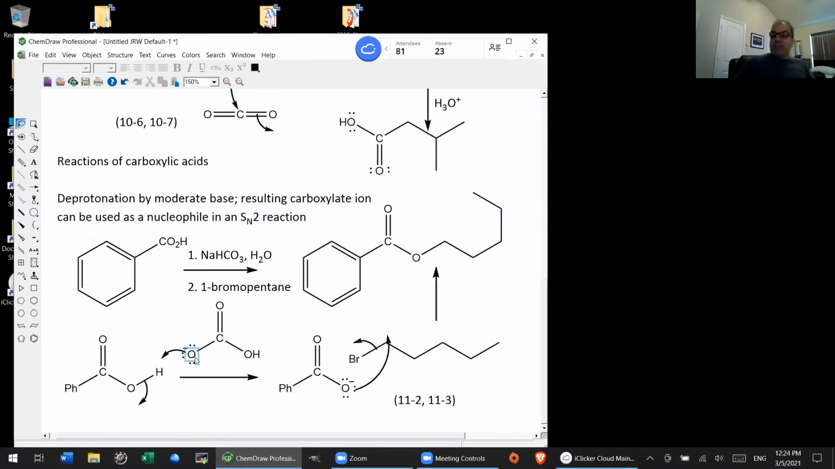Good. Any questions on that? We're doing, again, reactions of carboxylic acids. This is one of them. They can be deprotonated by even a moderate base. You don't need a strong base at all. And one of the many things you can do with carboxylate ions thus generated is you can do an SN2 reaction with them, use them as the nucleophile. So everyone comfortable with that?